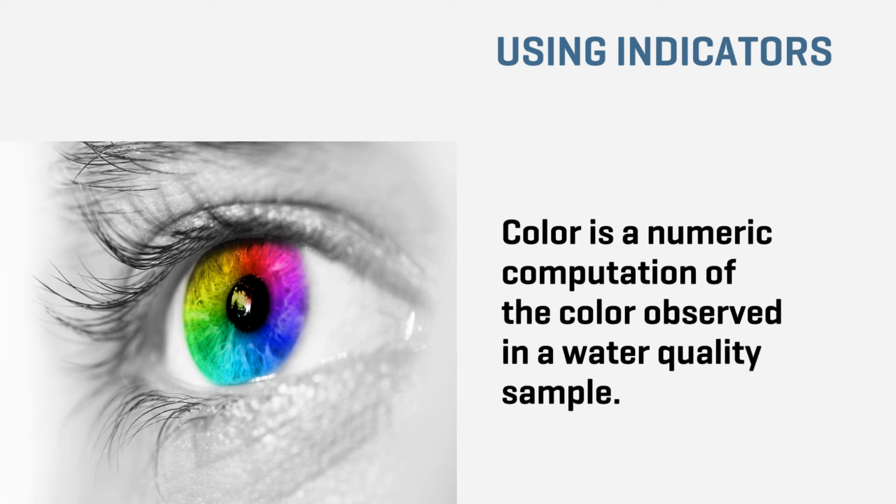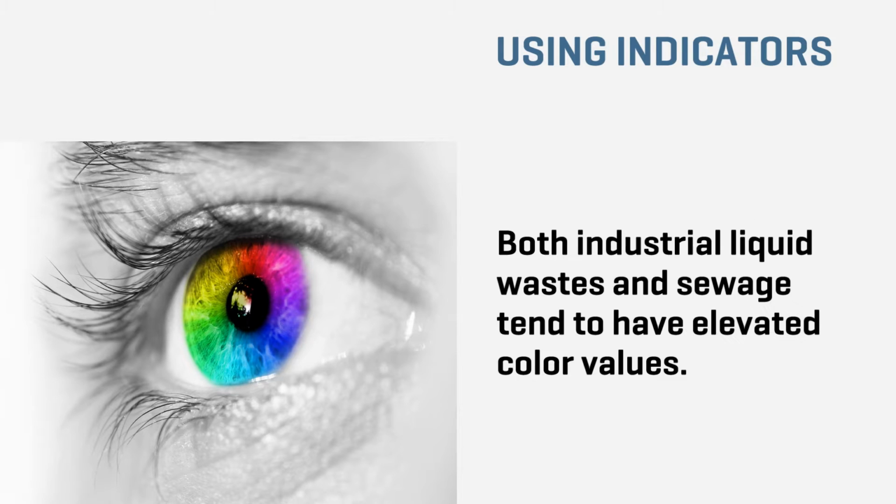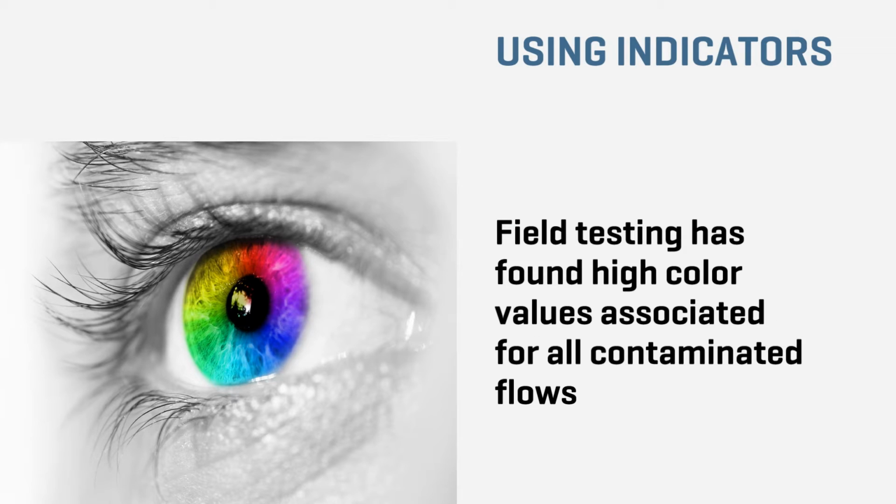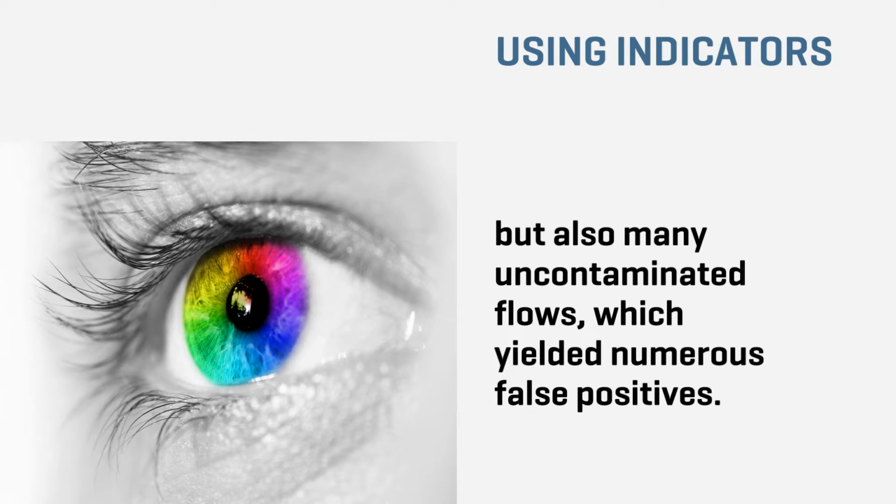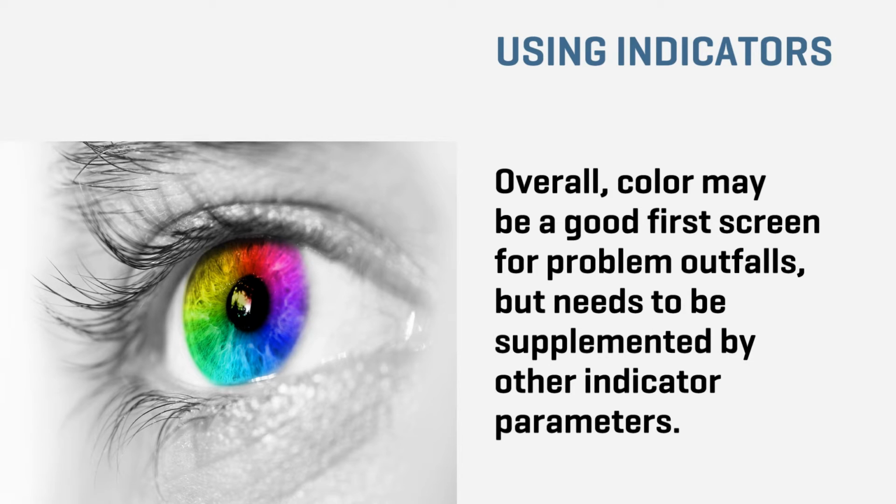Color is a numeric computation of the color observed in a water quality sample. Both industrial liquid waste and sewage tend to have elevated color values. Field testing has found high color values associated with all contaminated flows, but also many uncontaminated flows, which yielded numerous false positives. Overall, color may be a good first screen for problem outfalls, but needs to be supplemented by other indicator parameters.